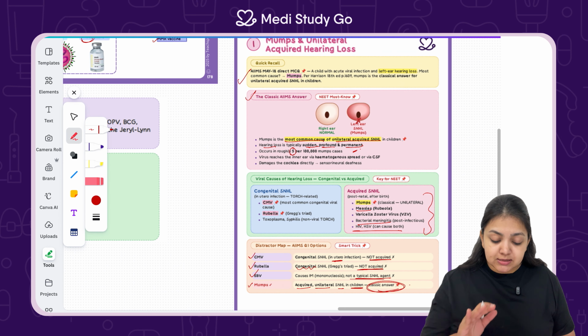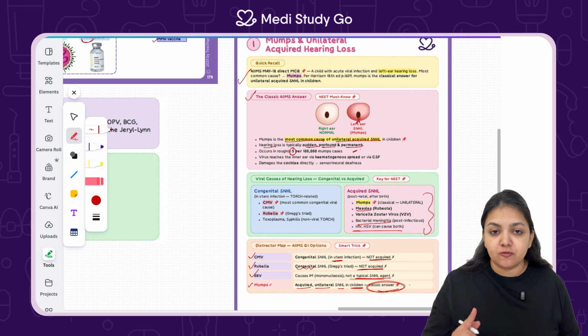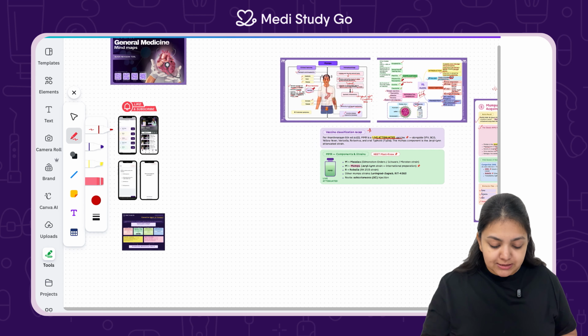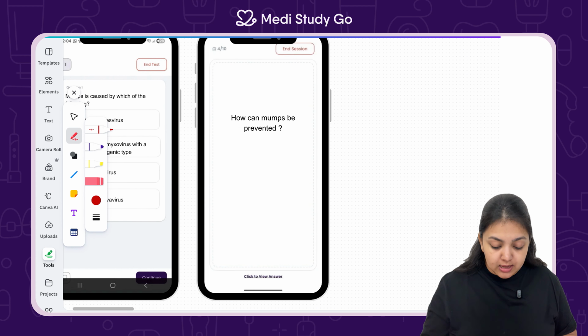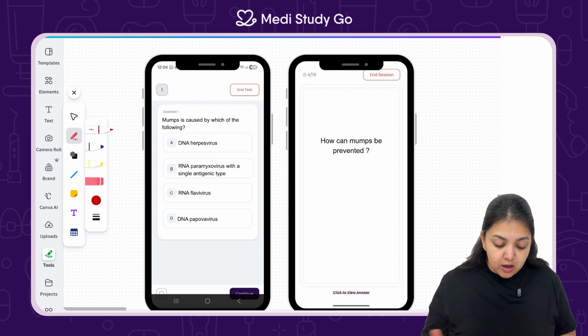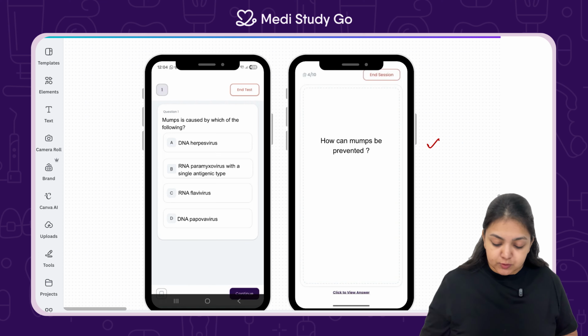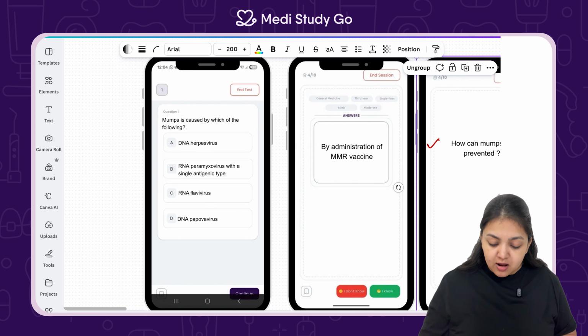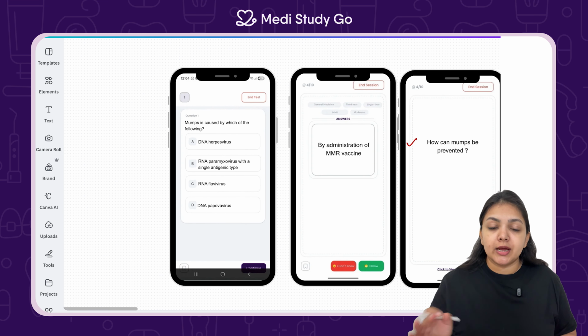So you can visualize so many resources like this one, the Beyond the Mind Map category on the app of MedStudyGo. And once you have watched this video, read this topic from all the resources you want to, you must come back to solving some questions, because that is how you can prepare yourself for the exam, even the Viva questions and the NEET exam questions. For example, I have a flashcard over here. How can mumps be prevented? So it can be prevented by the MMR vaccine. You flip over the question and you get the answer and explanation wherever required.